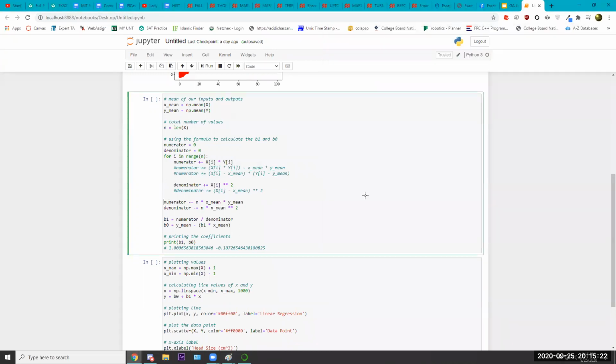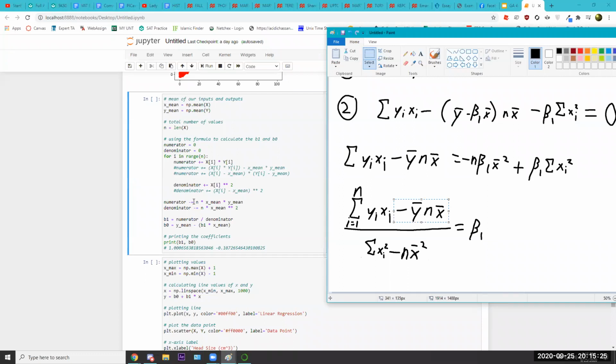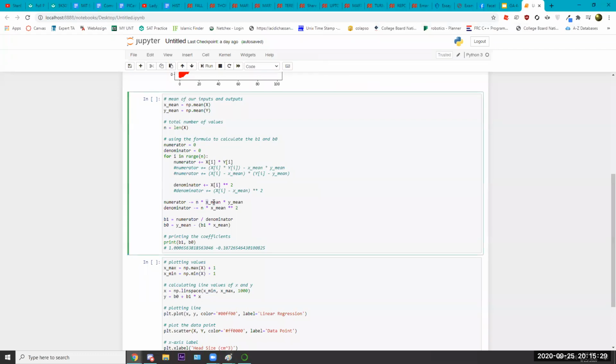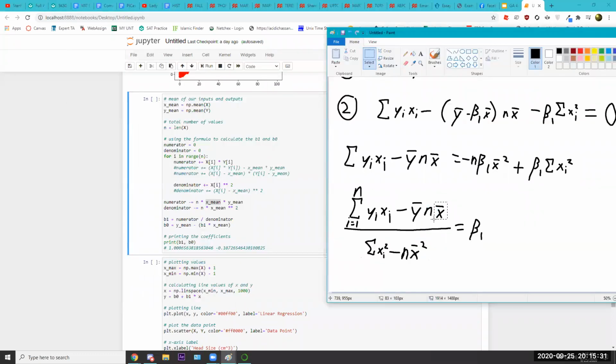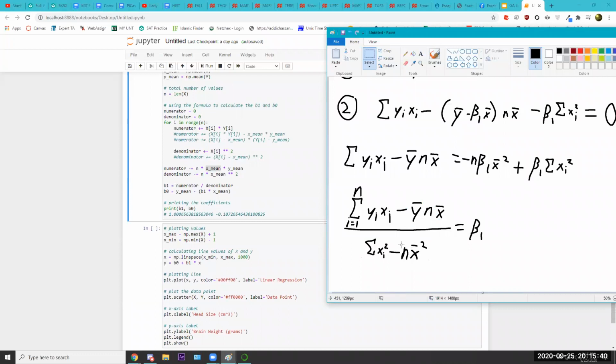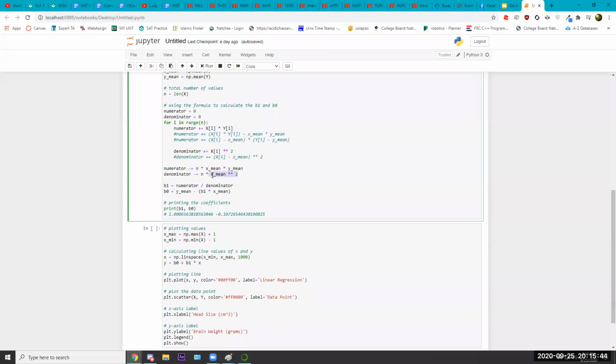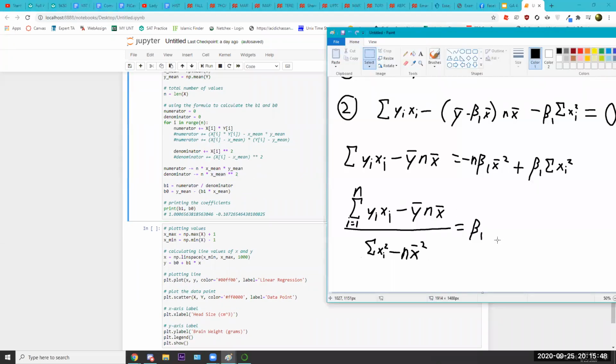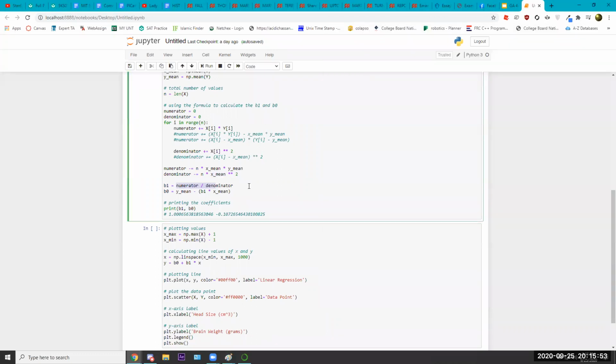So this is numerator minus n, which is our first term here, times x bar times y bar, from our math equation. Same thing for the bottom: we have minus n times x bar squared. And that's what we have here. This is x bar squared. So now we have our numerator and denominator. We just calculated beta 1 by doing numerator over denominator.